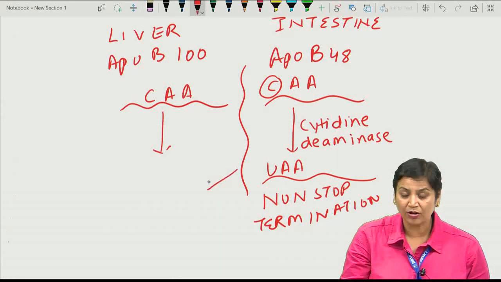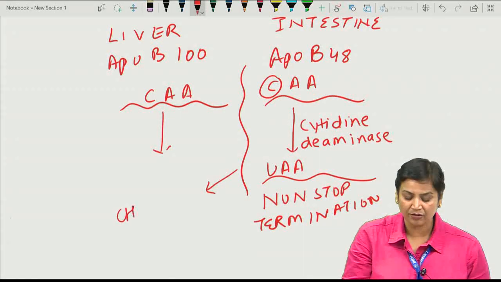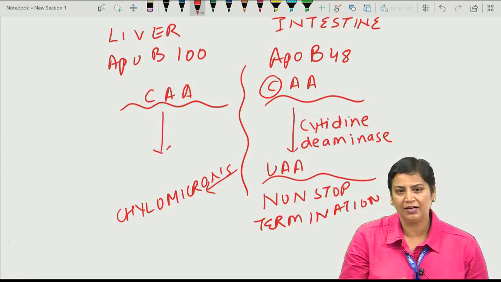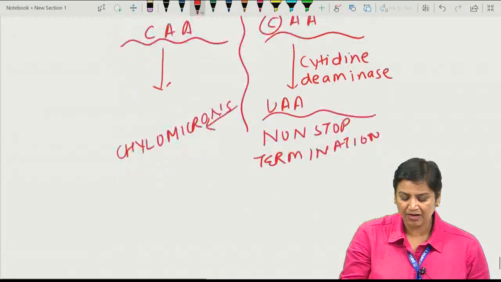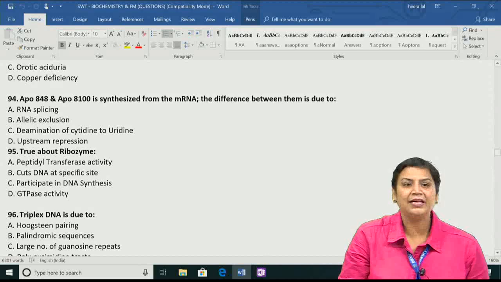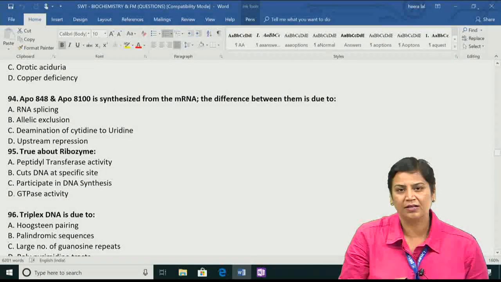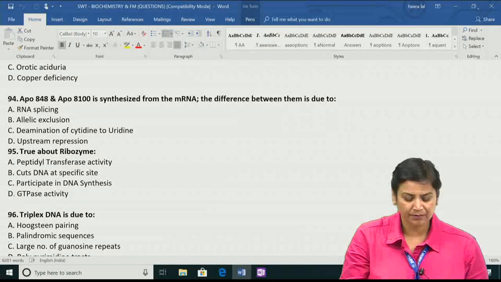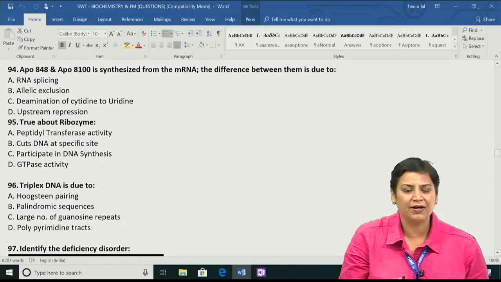ApoB48 is a very important apoprotein for chylomicrons, and ApoB100 is for VLDL. So here the answer would be what? Deamination of cytidine to uridine, conversion of CAA to UAA, which is a termination codon, and the translation will immediately stop there.